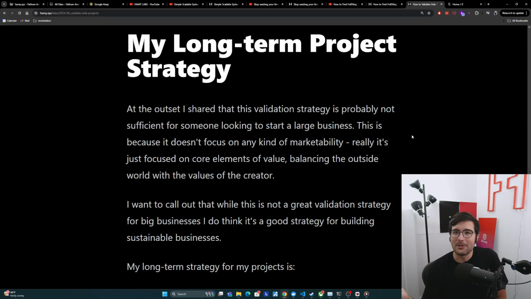I think most validation frameworks that are actually looking for a big business are going to look at market caps and all the other people in this space and all this stuff. So if you're looking for a unicorn thing, if you're looking to make millions of dollars off your business, this is probably not the strategy for picking those kinds of projects.